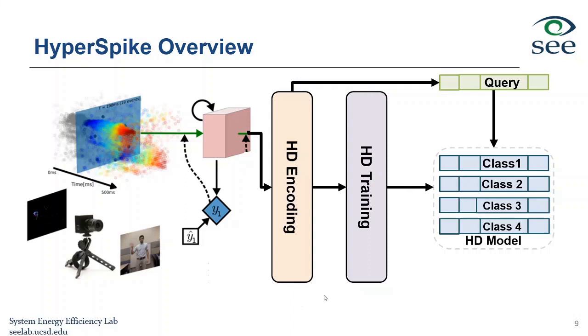To perform inference, we follow the same pipeline. However, instead of going to the training block, the encoded hypervector is compared to the class hypervectors, and the most similar class hypervector is chosen as the output.